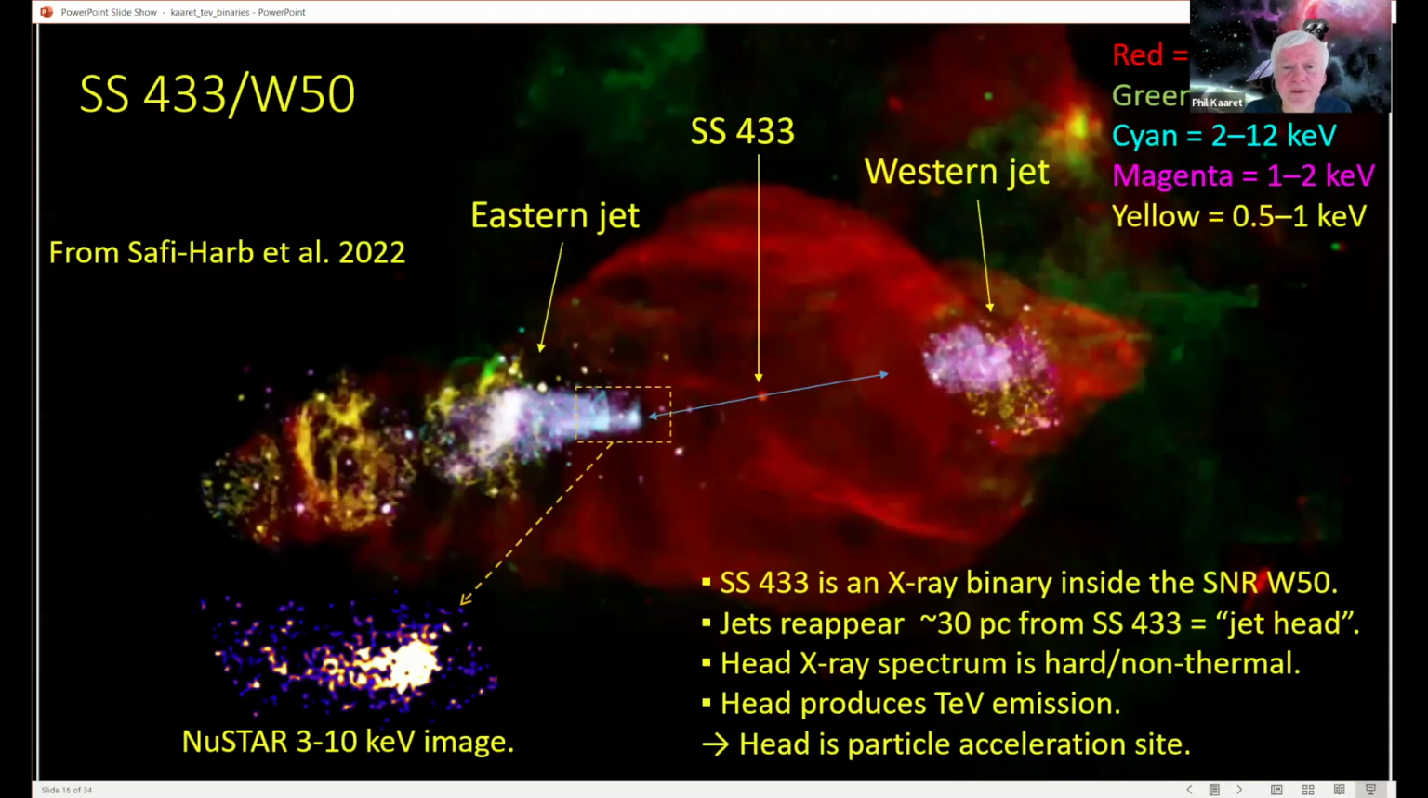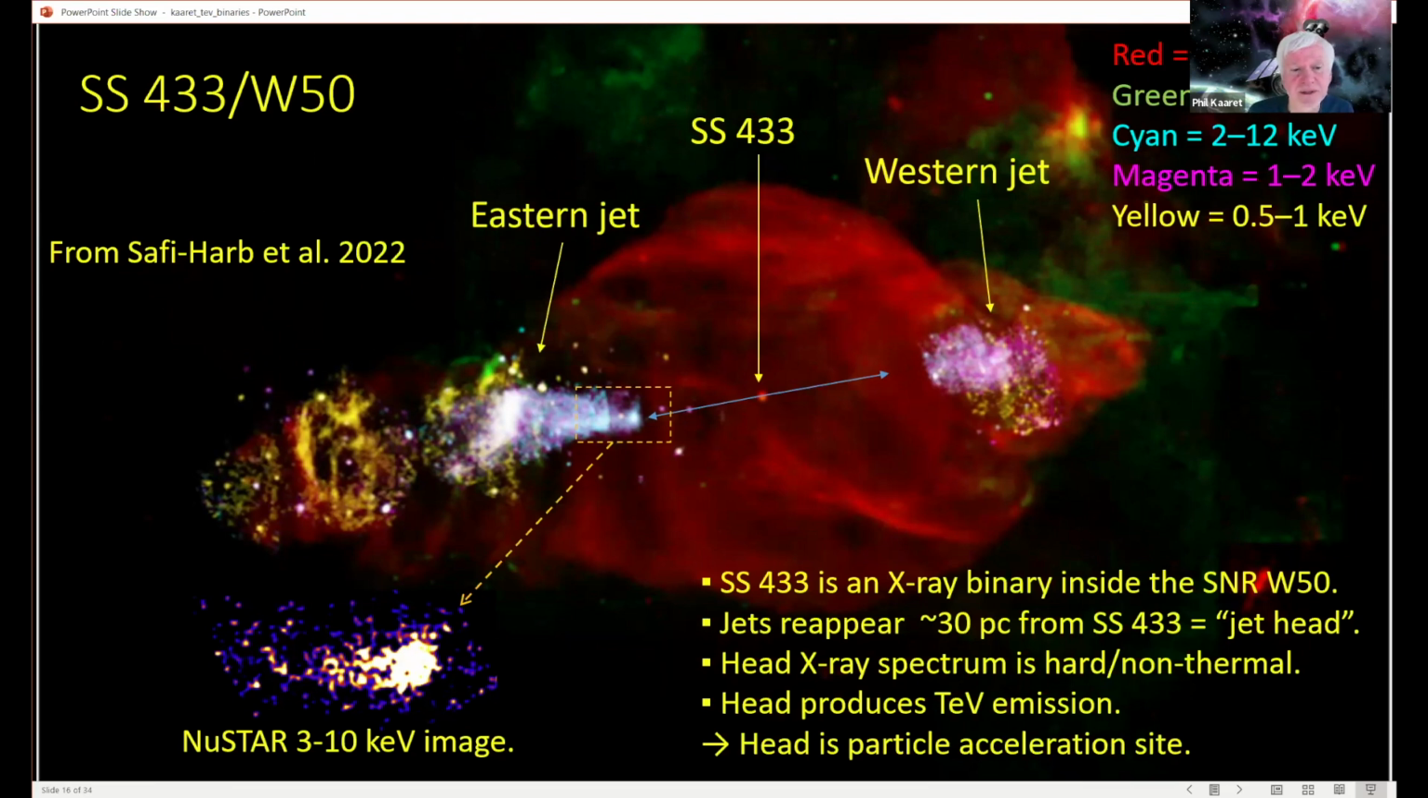So this is kind of a more detailed picture of a few different things. This is actually from Samar Safi-Harb's 2022 paper. Again, the binary is at the center, with jets going out to the east and west. I'm going to concentrate on the eastern jet, and you can see there's a little dashed rectangle of a blow-up of the central region where that eastern jet or eastern lobe reappears.